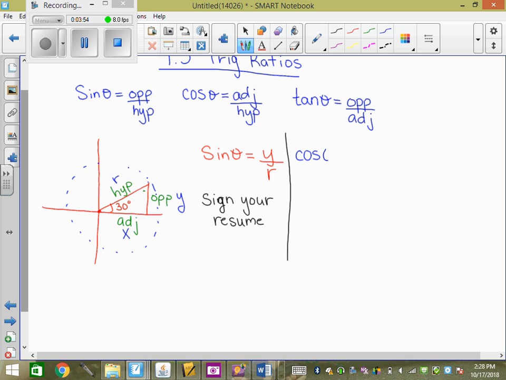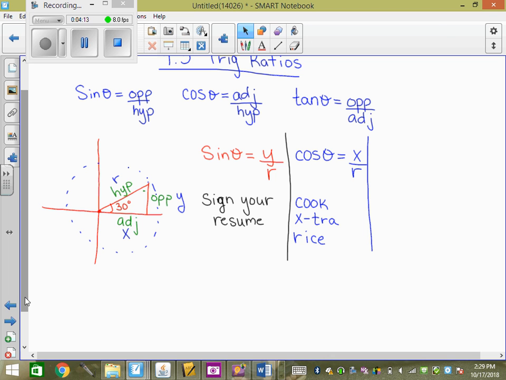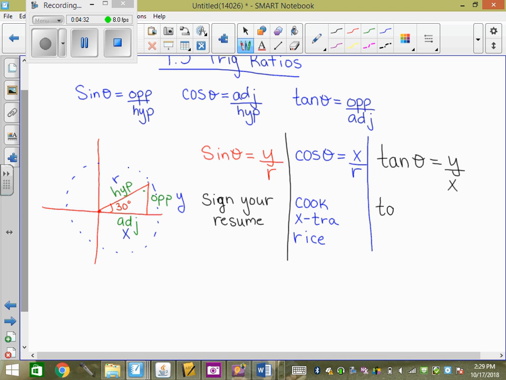Cos theta equals adjacent, which is X, over hypotenuse, which is R. And you can use Cook extra price. Yes, that is extra with an X. You think it can't get much worse. Oh, but it does. Okay, tan theta equals opposite, which is Y, over adjacent, which is X. And you can remember that by tan your X box. Because why not?